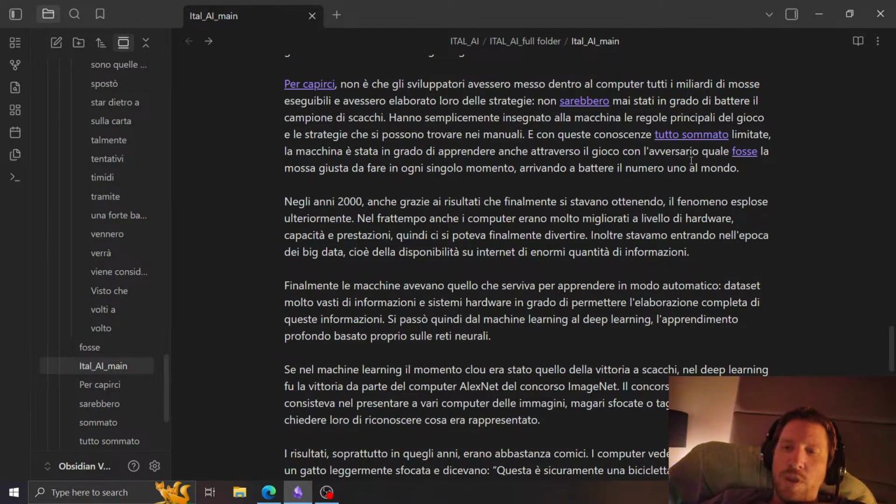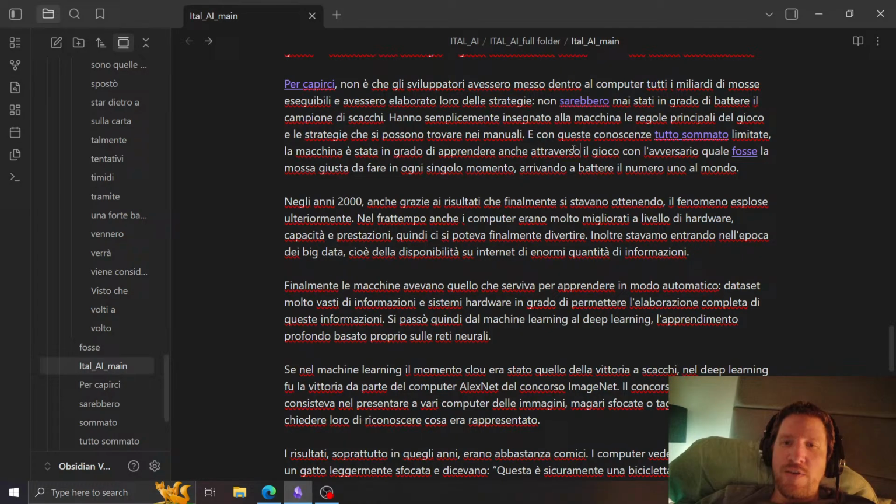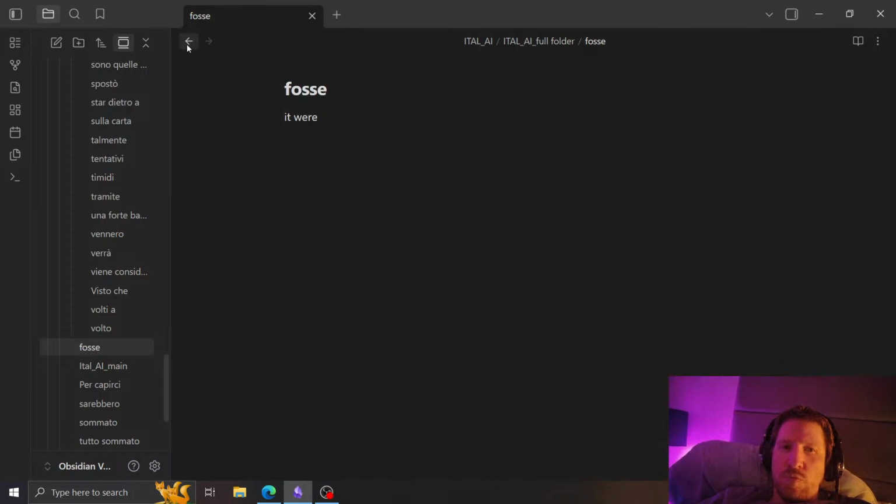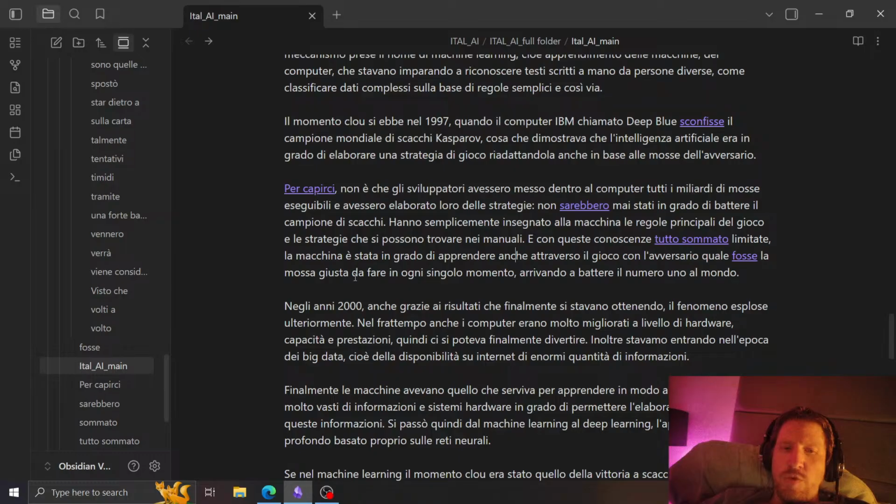But in English, quale fosse la mossa giusta da fare? Can you break that down? Because when I'm trying to translate it, I'll just translate the whole thing. The machine was capable of learning also through, via. So that doesn't make sense to me right there, where it says apprendere anche attraverso. So that's to learn also through the game with the opponent, which it were the moves right to make in every single moment. Do you see what I mean?